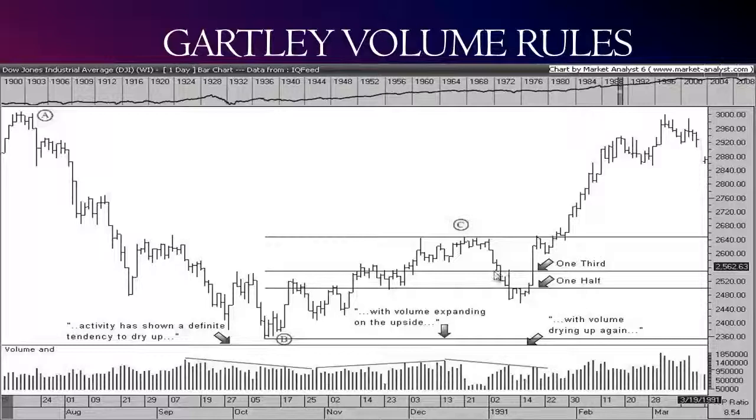So a lot of people maybe have made the mistake of thinking that Gartley was using Fibonacci ratios, and he was not. He simply said a third to a half. And he said with the volume drying up, this would be a place to buy, and that you would put your stop over here at B.